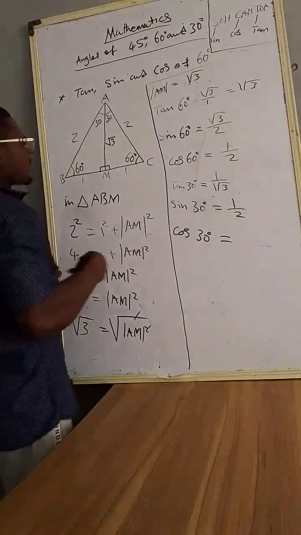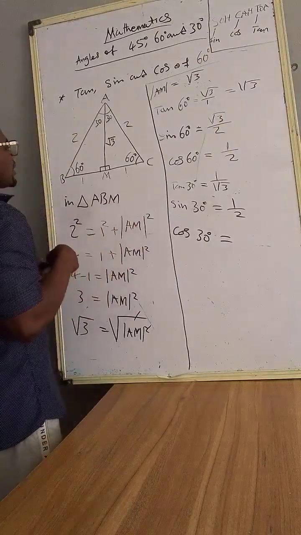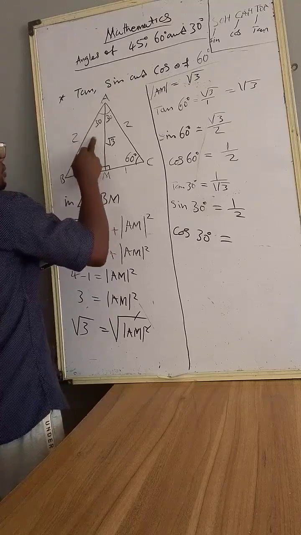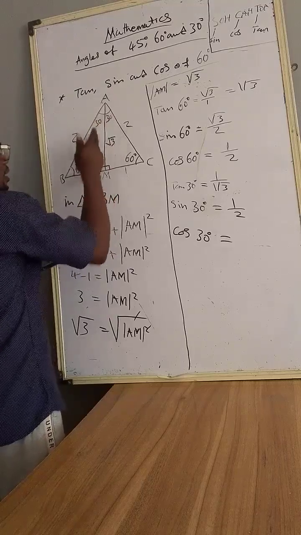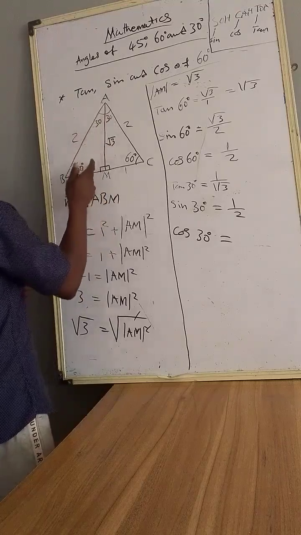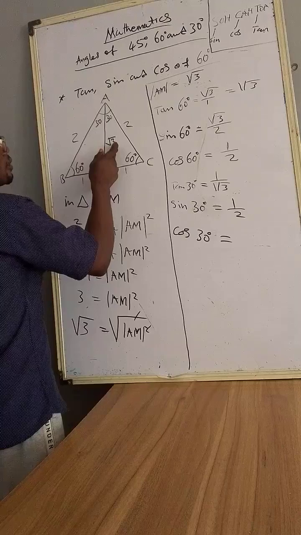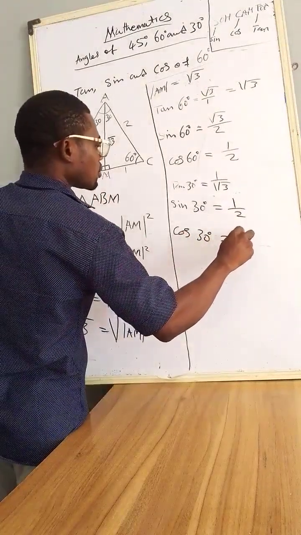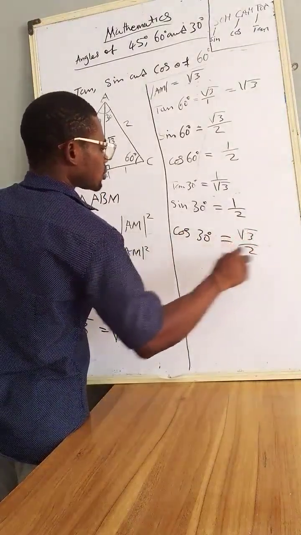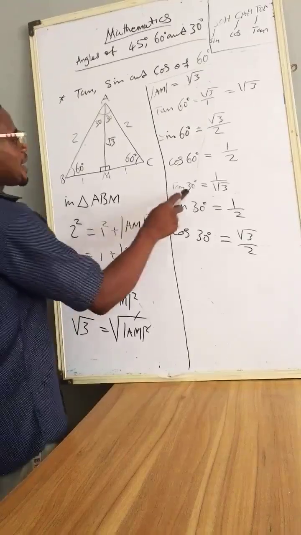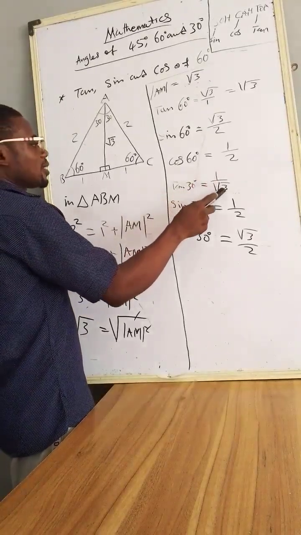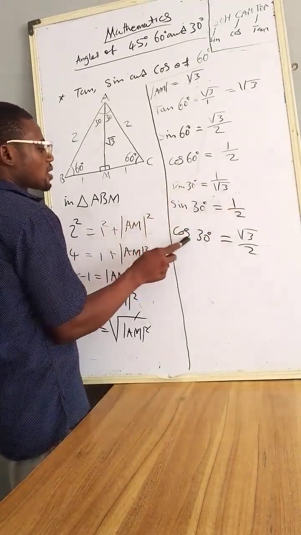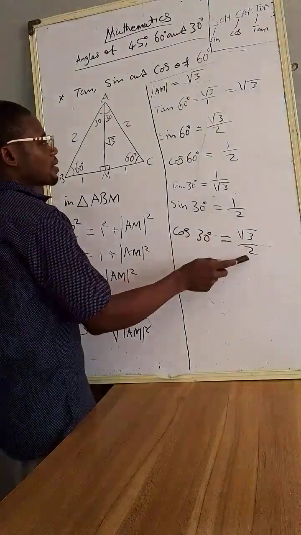So what is my adjacent side of angle 30? Either use this side or this side. Okay, so for angle 30, the adjacent side is root 3. Then the hypotenuse is 2. So I have it to be root 3 over 2. So tan 30 degrees is 1 over root 3. Sine 30 degrees is half, 1 over 2. Cos 30 degrees is root 3 over 2.